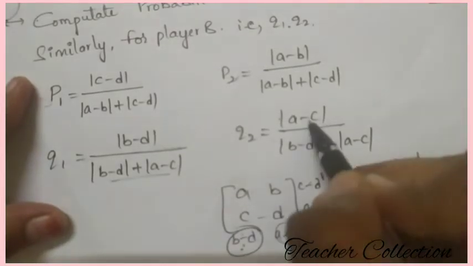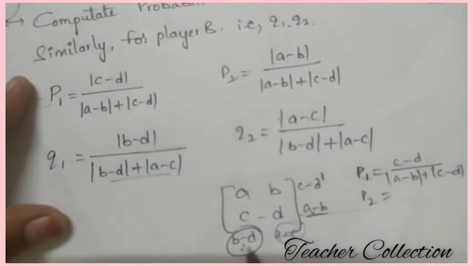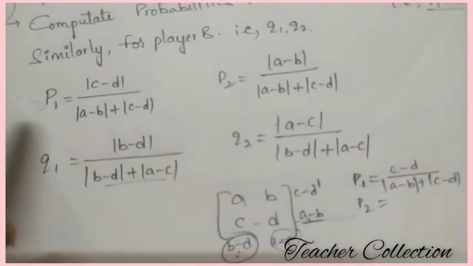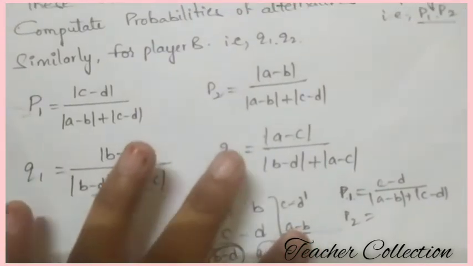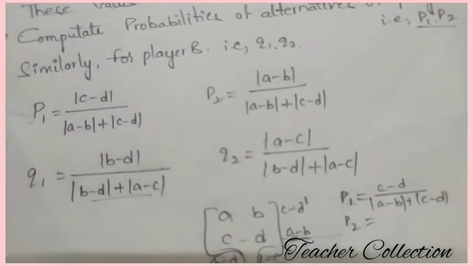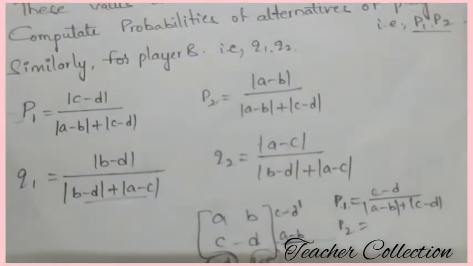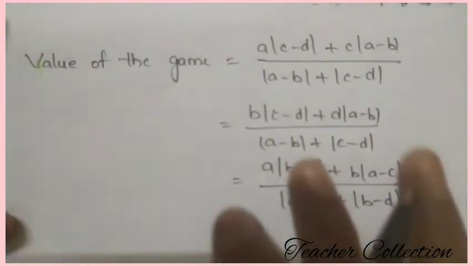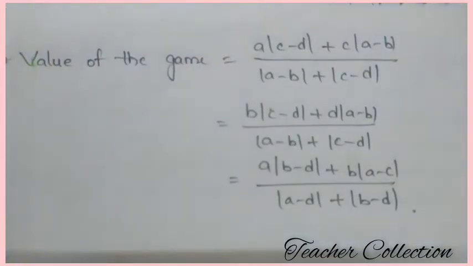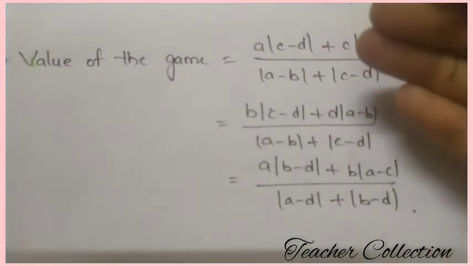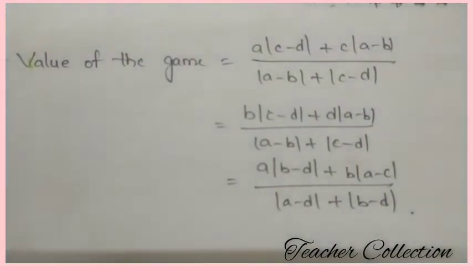For Q2, (A minus C) by (B minus D plus A minus C). Okay, this is very simple. These are oddments, and after finding oddments we will find probabilities. After finding probabilities we will find the value of the game. These are the formulas. We can use these formulas or these or this. It's very simple. Now I will explain one example so that you can do the problem easily.